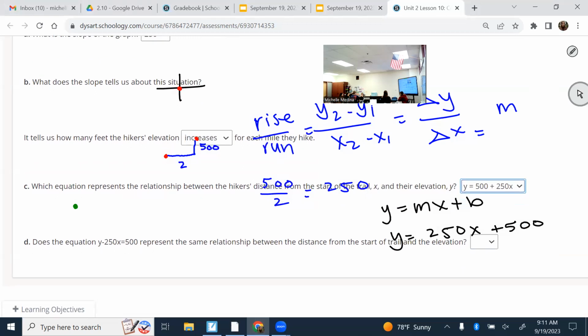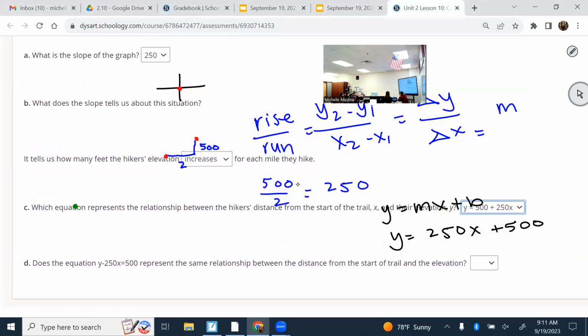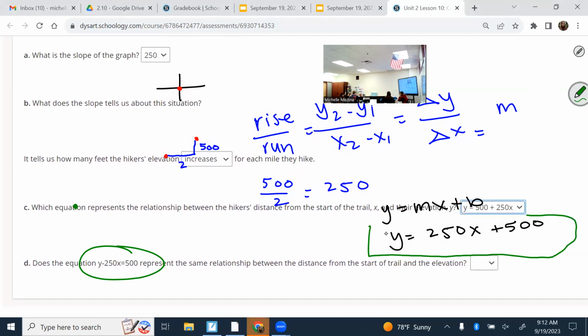And then down here, does the equation represent the same relationship between the distance from the start of the trail and the elevation? So to see if this is equivalent, what you really are doing is seeing if I could rearrange this, which we know is correct, into this somehow. Because you can do whatever you want as long as you do it to both sides. So it looks like they moved the 250x to the same side as the y over here.